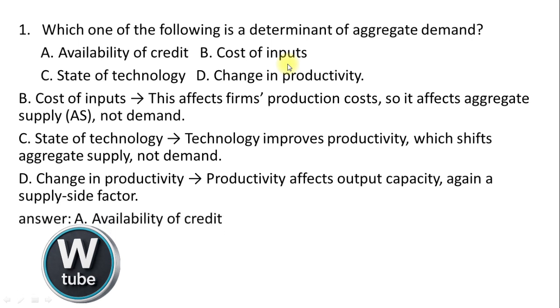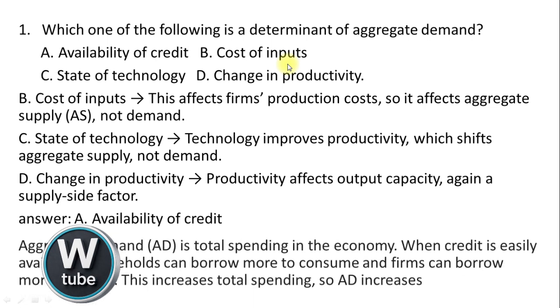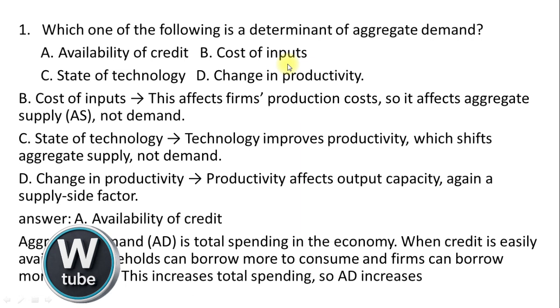A. The availability of credit is a determinant of aggregate demand. Why? Because aggregate demand is the total spending in the economy. As a result, when credit is easily available, households can borrow more to consume, and firms can borrow more to invest. This helps to increase total spending. A is the correct answer.